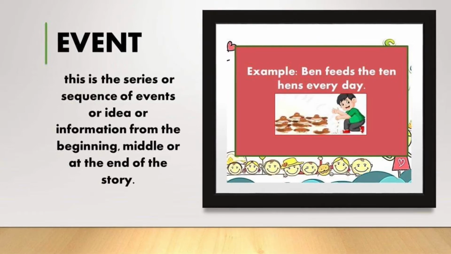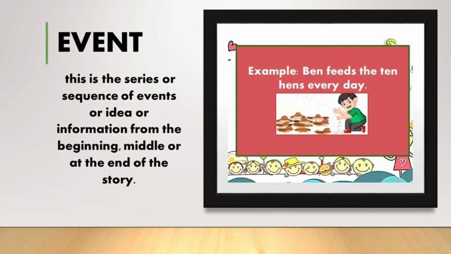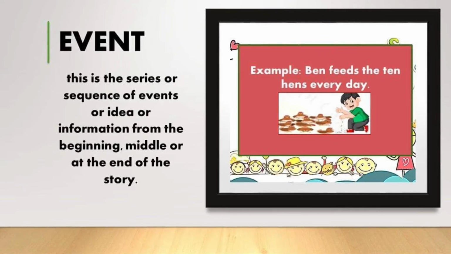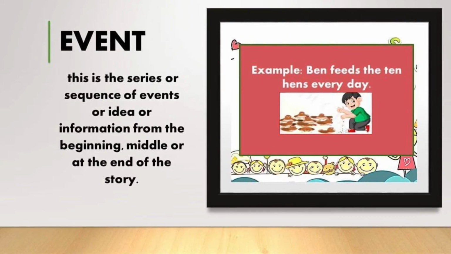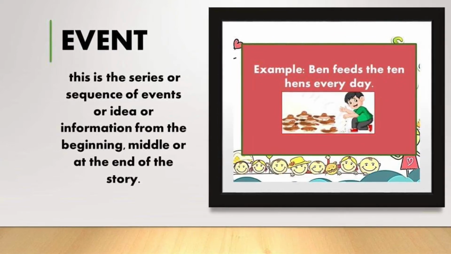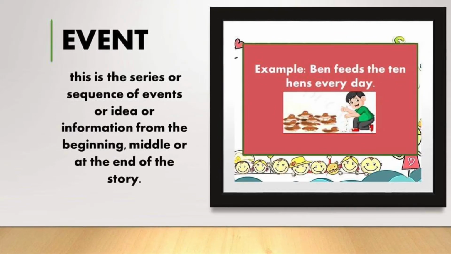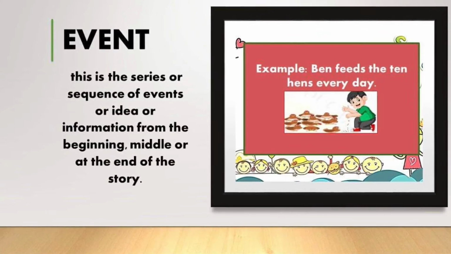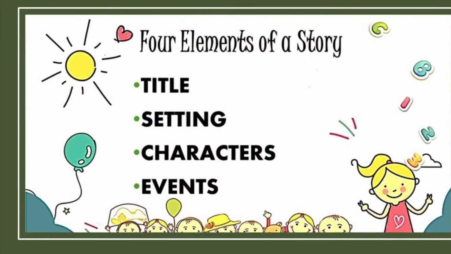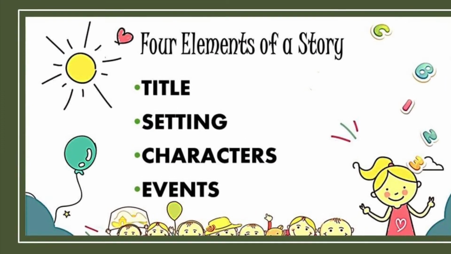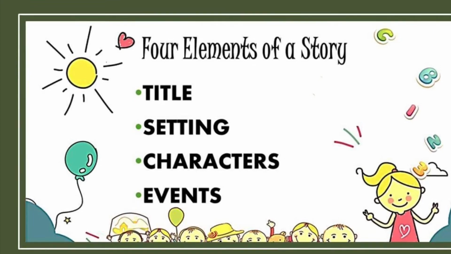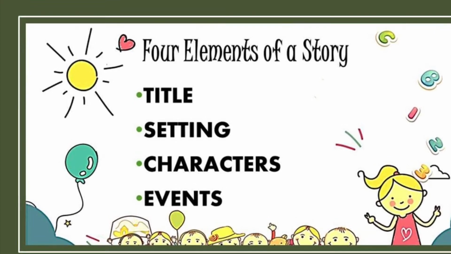Event. This is the series or sequence of events or ideas or information from the beginning, middle, or at the end of the story. Example: Ben feeds the 10 hens every day. Again, the 4 elements of a story are title, setting, characters, and event.